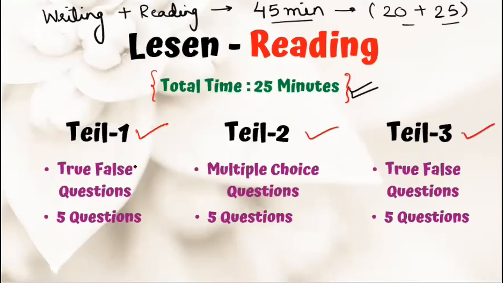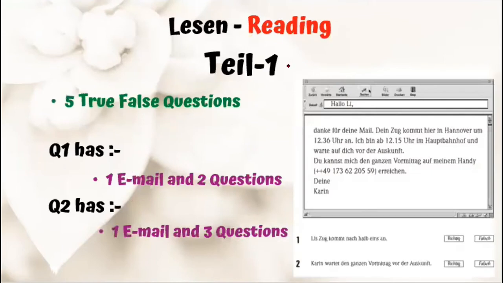Now in tile 1, you have true and false questions, 5 questions of true or false. In tile 2, you will have multiple choice questions, again 5 in number. And in tile 3, you'll again have 5 questions. Okay, simple. So let's dive into this reading part. Now, tile 1 has 5 true false questions, and mainly there are two main questions.